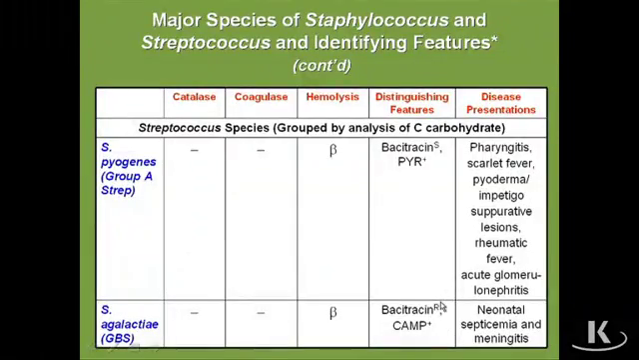Okay. Now differentiating Group A from Group B strep, just like we did with saprophyticus and epidermidis, is by antibiotic sensitivity. So Group A strep is sensitive to bacitracin, whereas Group B strep is resistant to bacitracin. All right. Some of the other features, again, we'll highlight in a little bit more detail when we talk about them a little bit more specifically.